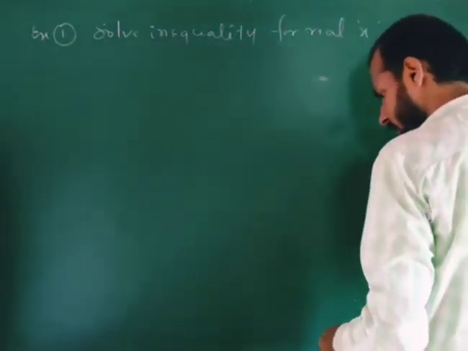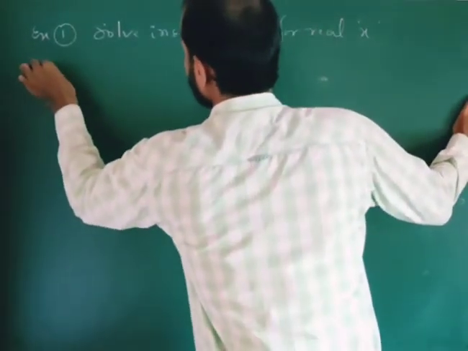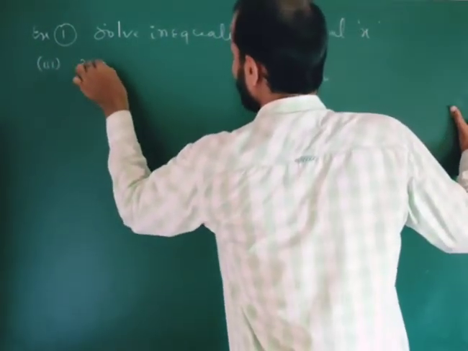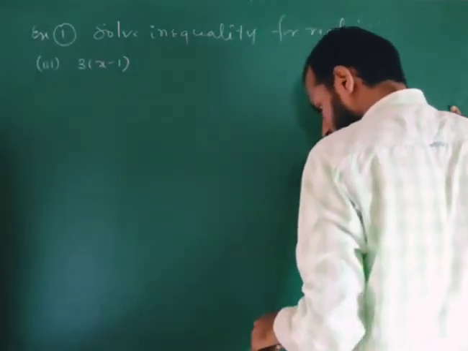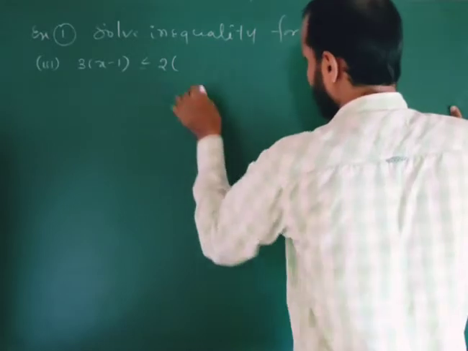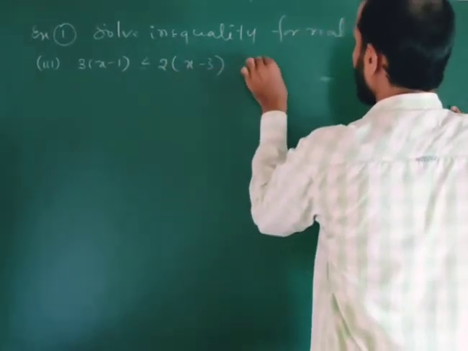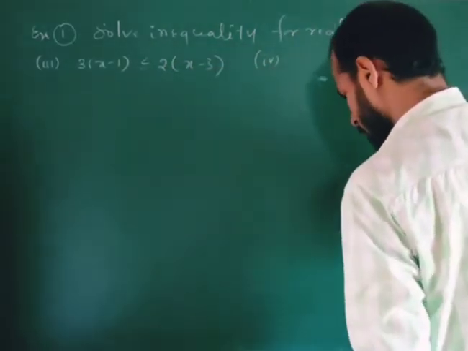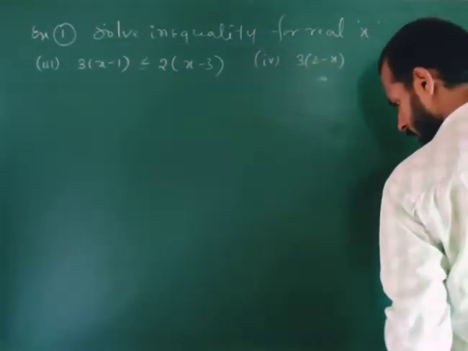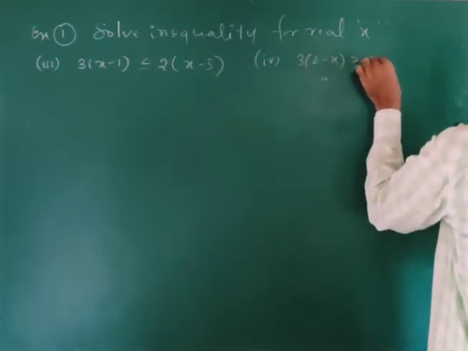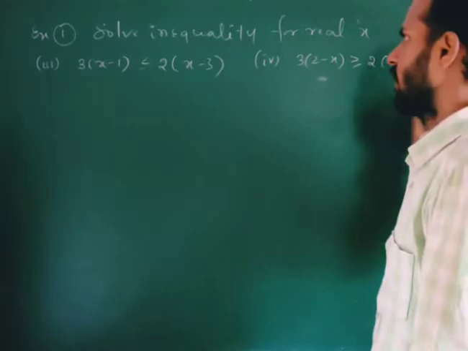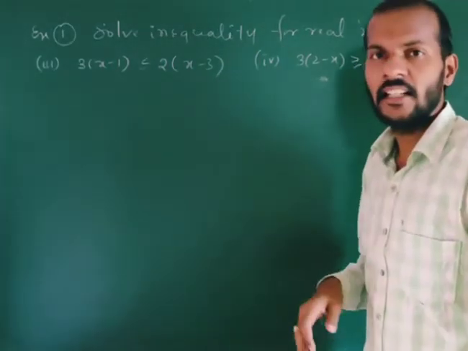Next example, that is the third one: 3 times of x minus 1 is less than or equals to 2 times of x minus 3, and the fourth one is 3 times of 2 minus x, which is greater than or equals to 2 times of 1 minus x. Again, 2 examples have been given here. Solve the inequality for real x here also.